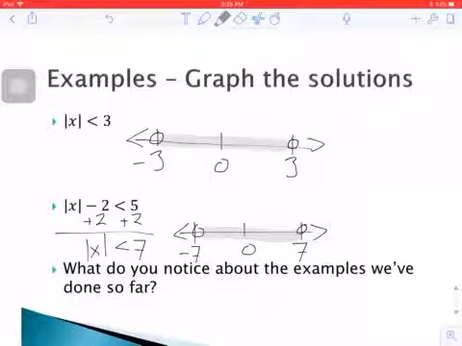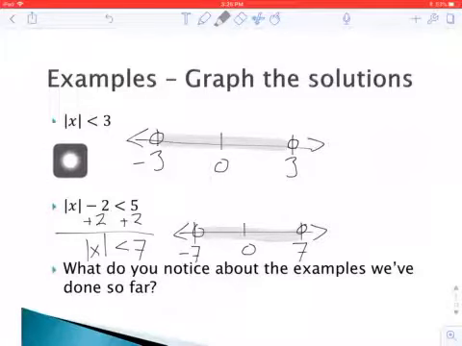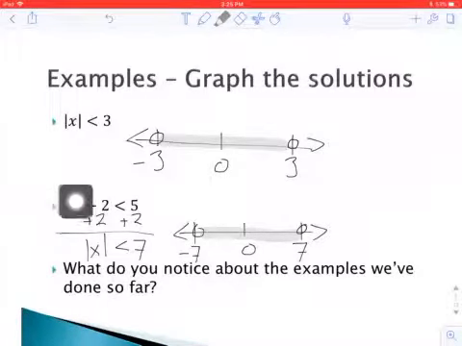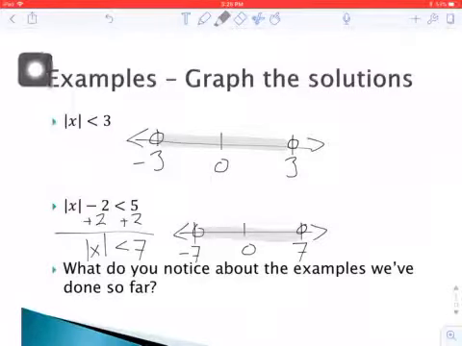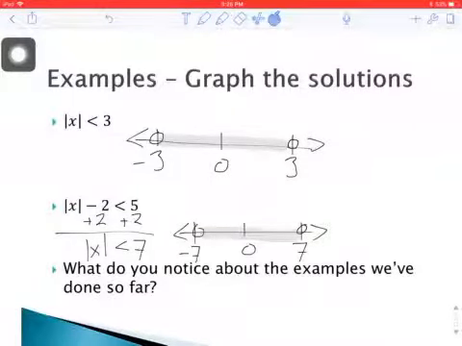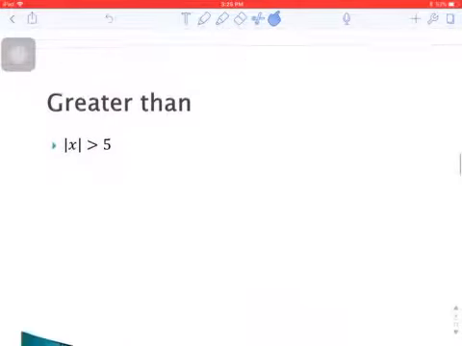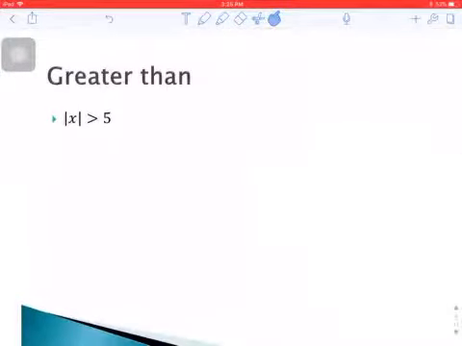So the question is, what do you notice about the examples we've done so far? Well, if you look at these examples here, we have less than here and less than here. They've all been less than situations. So the question is, what do you do when it is a greater than situation? So for example, if I've got absolute value of x is greater than 5, well, this means that I'm asking for values of x that are more than 5 units away from 0.